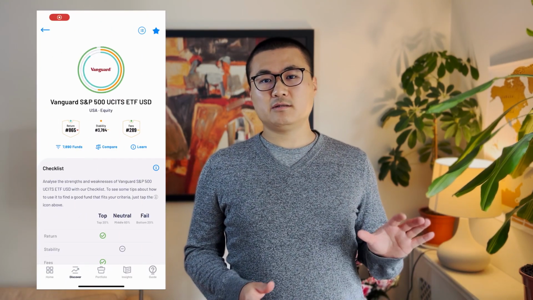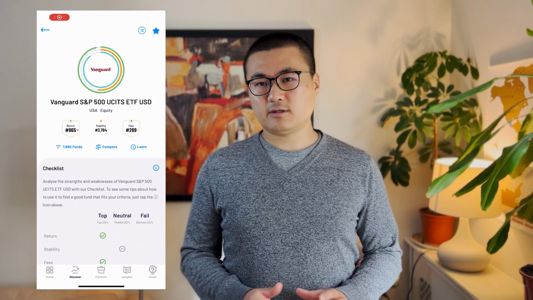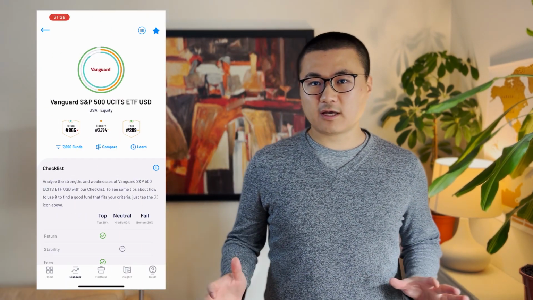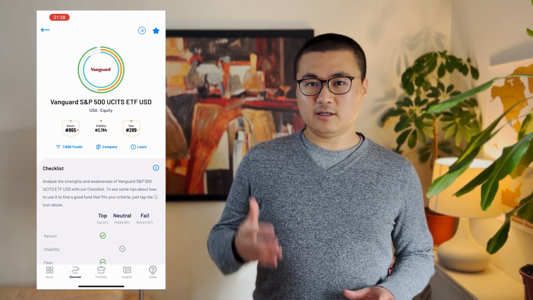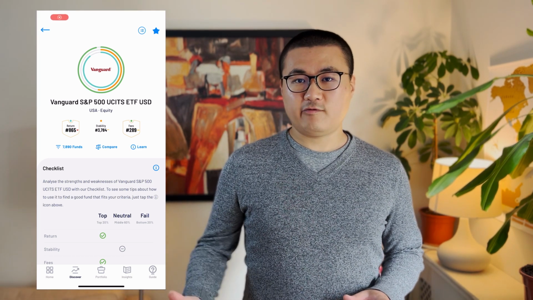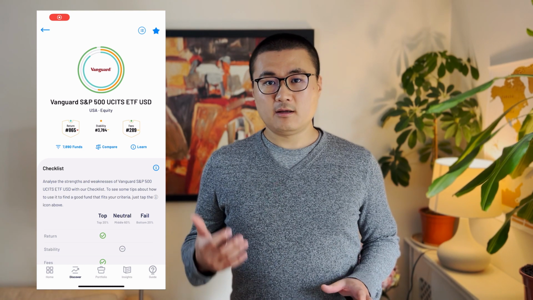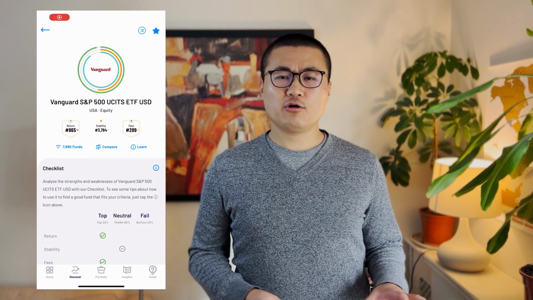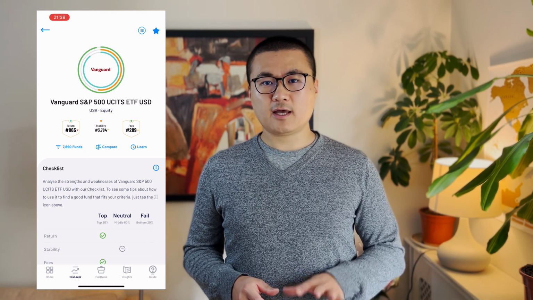So besides return, stability, and fees, which are the three main factors of a fund for you to look at, you should also consider a list of other things when you analyze a fund and decide if you want to buy this fund or not. And here we show you 5 other important things to look at.